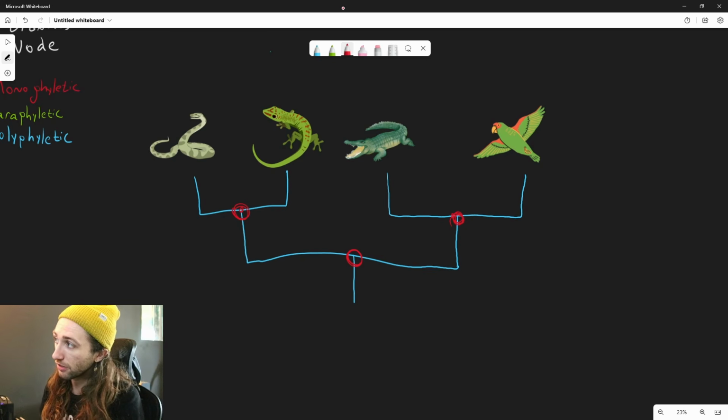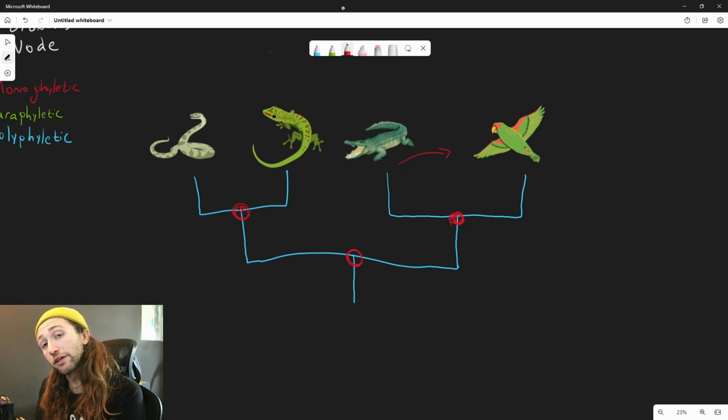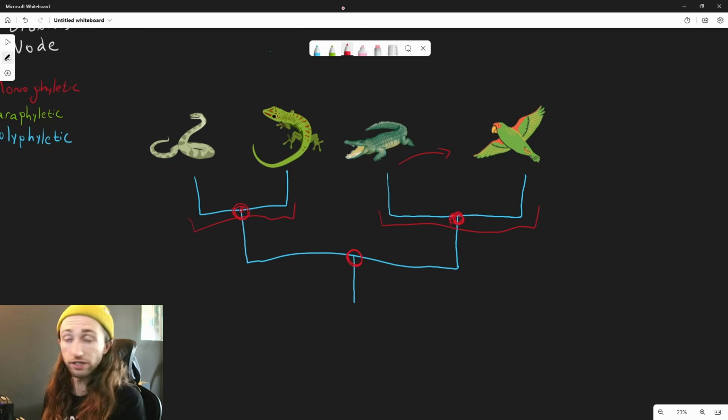And the crocodilians are more closely related to the birds because they share a most recent common ancestor that is not shared with the lizards and the snakes. We would also say that the clade containing the lizards and the snakes, so that is this clade right here, is sister to the clade containing crocodilians and birds, right? Why? Because they share this common ancestor.